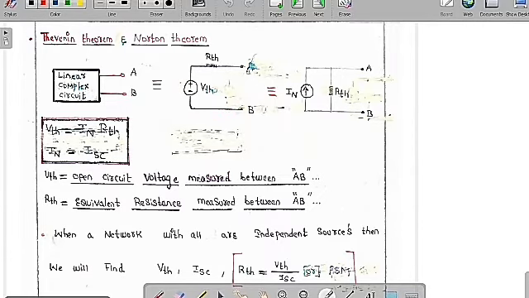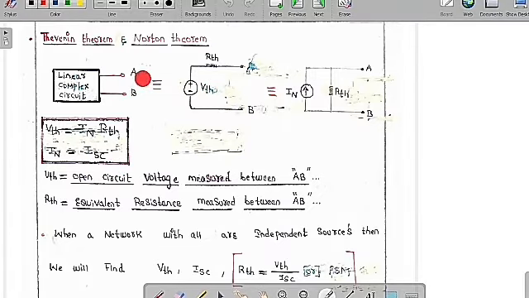I already told you the conversion between a practical voltage source and a practical current source, which is VTH equals IN into RTH, and the two RTH are the same. So listen carefully, VTH is equal to IN into RTH, and the Norton current is also called the short circuit current. Now I will explain how to get the value of VTH.